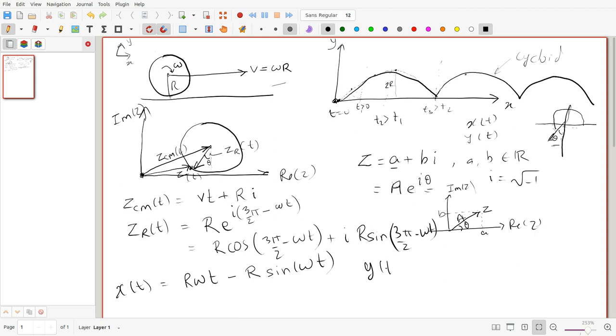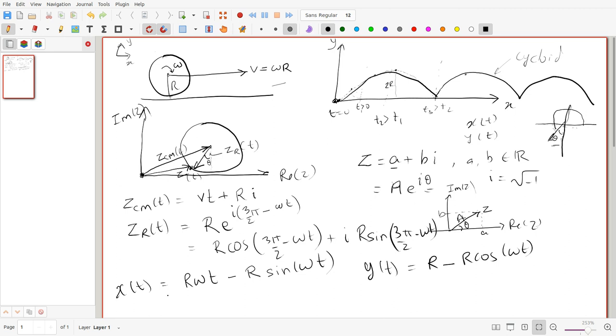Similarly, for y of t, we can add up the imaginary parts. So what's the imaginary part? Well, it happens to be r, the contribution from z CM. And from here, again, it happens to be minus r cosine of omega t. Another standard trigonometric identity, we're not going to prove. Sine of three right angles minus some angle always happens to be negative cosine of that angle. And there we have it.